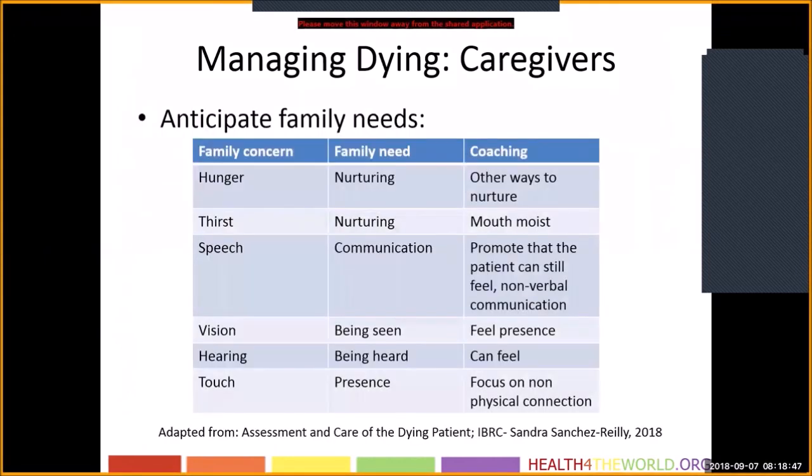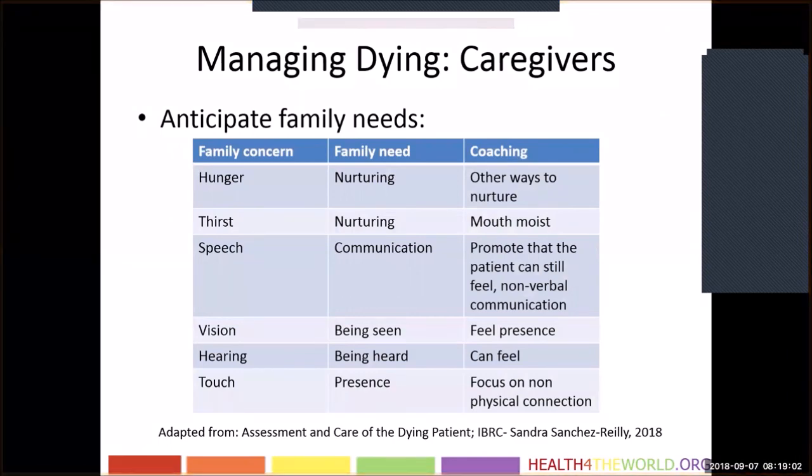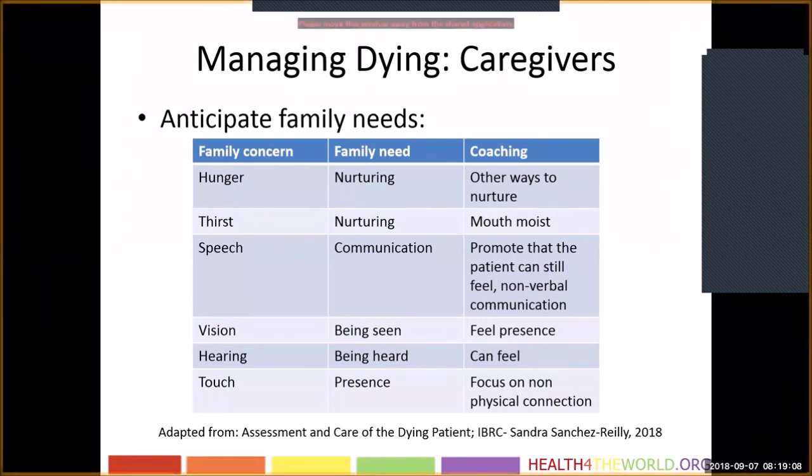Also, try to anticipate the family's needs. So what are the families concerned about when the loved one's dying? They're concerned they're hungry. And why do they want to feed them? Because feeding is nurturing, and that's a way to connect. Around our family table, when we're all eating together, or if I'm cooking for my family, I feel like I'm doing something loving. So what you would need to coach somebody like me through is, Kimberly, you can't feed your husband or your son. So what are your other ways you can nurture them?